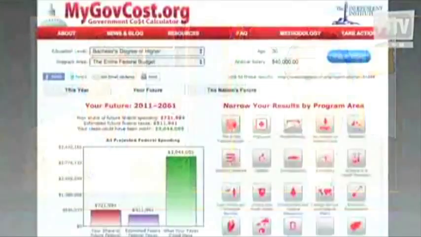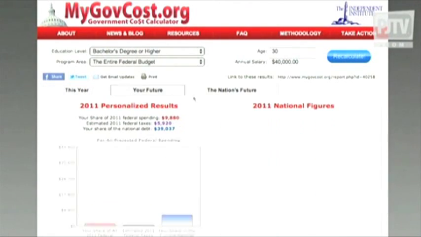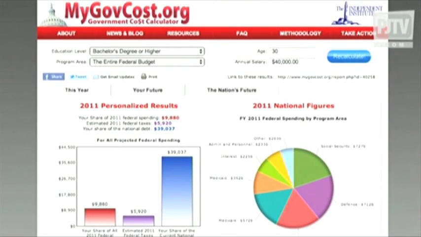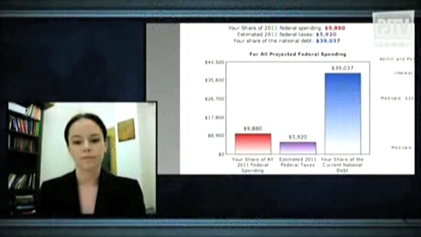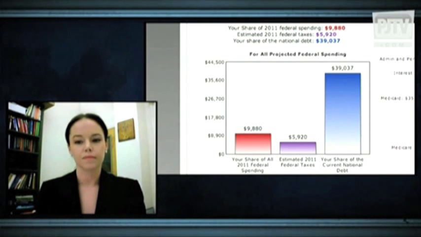Now, taking a look a little bit more closely at the personalized results, when someone types in their, as you say, their age, education level, and salary, they see three sort of bar graphs there. Why don't you tell us just a bit more specifically about those three numbers that we're looking at, namely your share of the federal debt, the future, estimated, and then what that money would have gotten you otherwise.